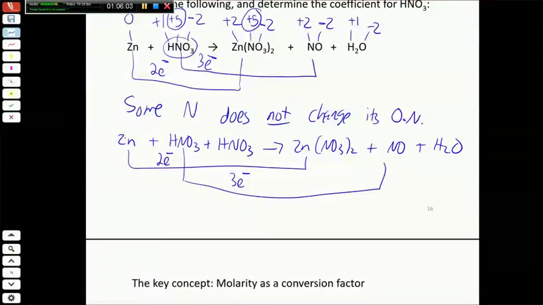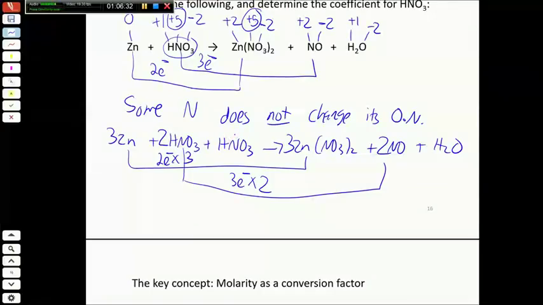And so when we want to balance out the number of electrons, we have to add coefficients. So we're going to triple that because we need to balance the number of electrons to make it 6. We double that to also make it 6 electrons. So this zinc and the zinc nitrate get a coefficient of 3, and then this nitric acid gets a coefficient of 2, and NO gets a coefficient of 2. All right, and then our last step is going to be to balance the rest of this by adding coefficients to nitric acid and water.